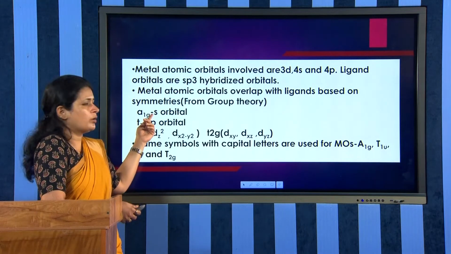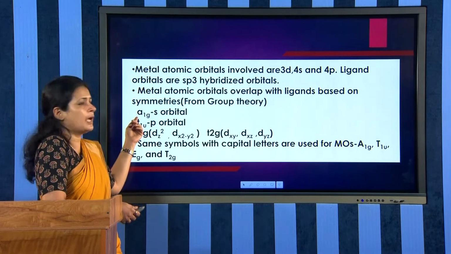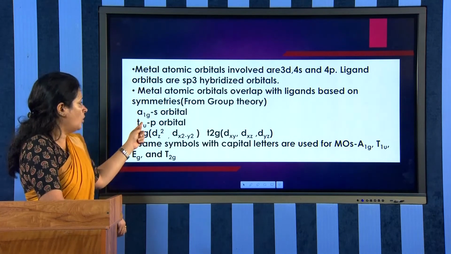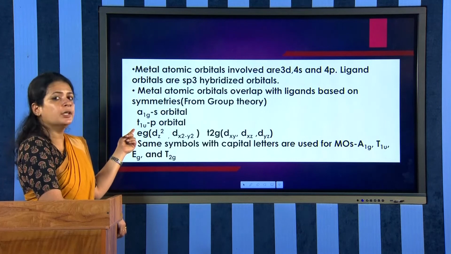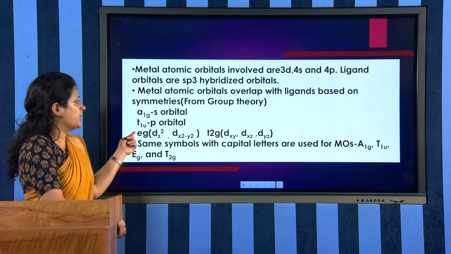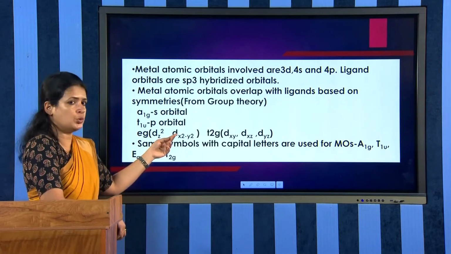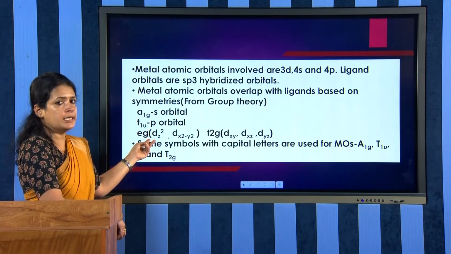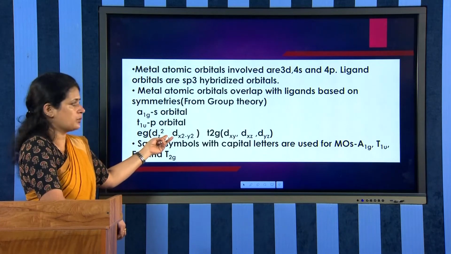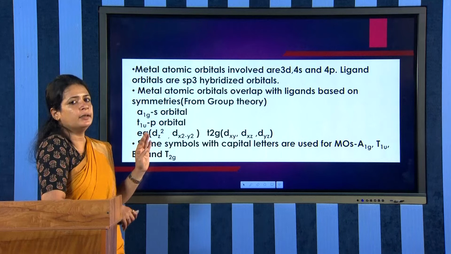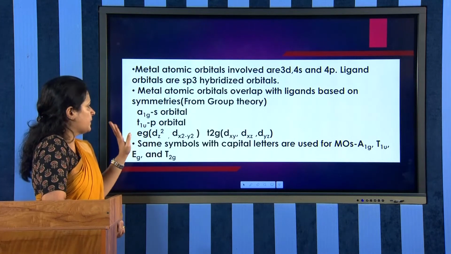We know that there is an s orbital. The s orbital has the symmetry A1g, it is designated as A1g. The p orbital is designated as T1u. For the d orbitals we have Eg and T2g. Eg, we know, is dz square and dx square minus y square. T2g means we have three: dxy, dxz and dyz. So, these are the symmetries.